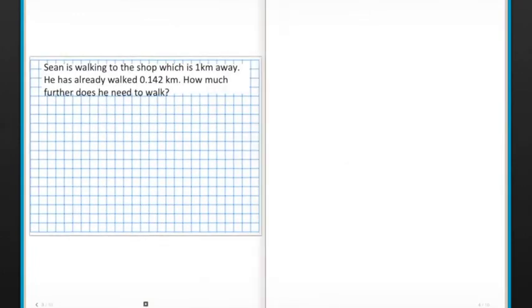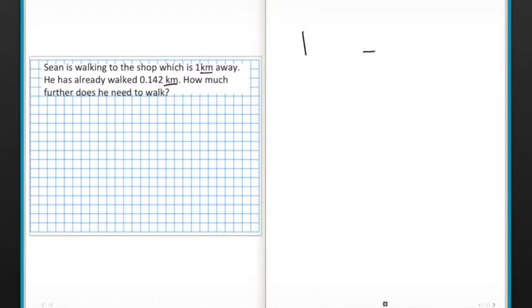Next question. Sean is walking to the shop, which is 1 kilometre away. He has already walked 0.142 kilometres. How much further does he need to walk? Well, the first thing I want to check is that both my measurements are the same. And I've got kilometres and kilometres. So they are. So all I have to do is take 0.142 away from 1.